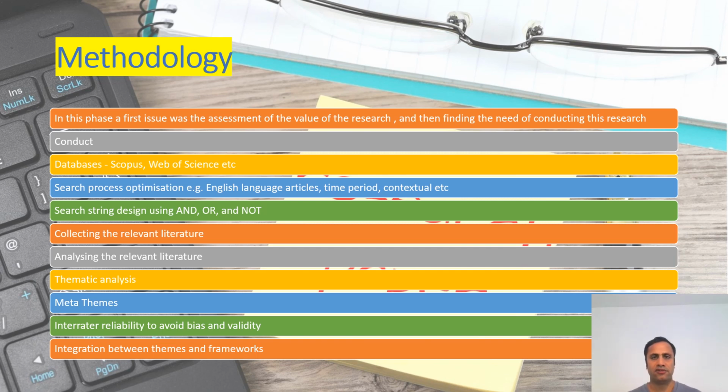Then comes the important step of analyzing the final set of relevant articles. Once this final set of articles is analyzed in themes, these themes can be integrated in a meta-thematic manner to create a body of knowledge which provides new insights. This process has to be done independently in order to avoid any bias or validity issues in the research. We have techniques such as inter-rater reliability which can help to mitigate such issues.